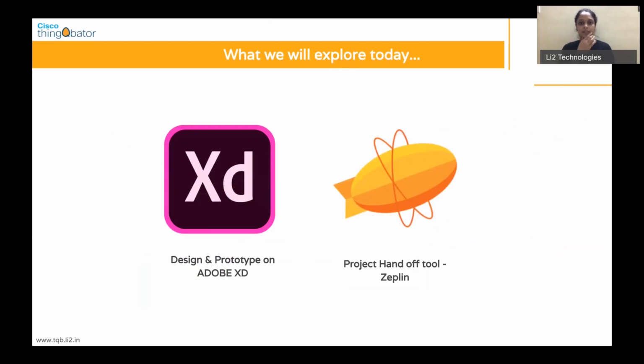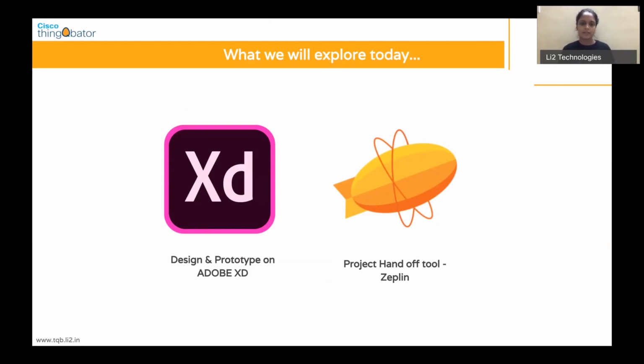What we will do is explore XD and Zeppelin. I mainly use XD as my design and prototyping tool. It has the flexibility for me to design and simultaneously prototype and understand the interactions or the transitions. So as a favorite, I use XD. But there are a lot of tools which I've explored like Figma and Sketch before XD. But I find XD to be the most handy tool.